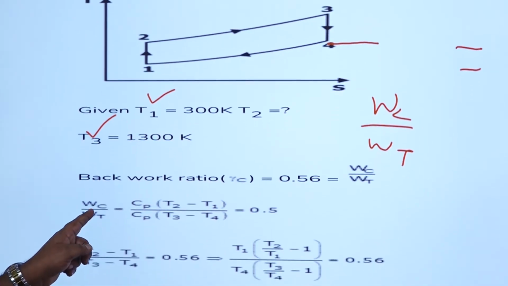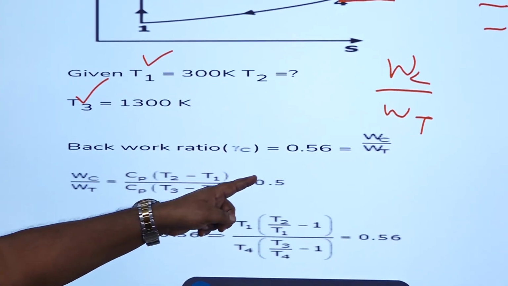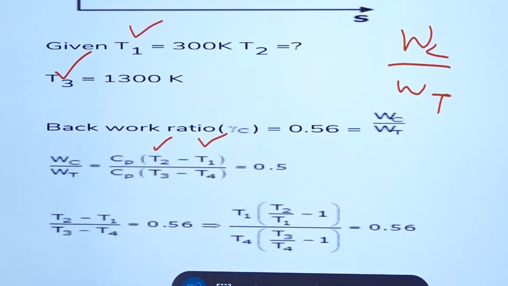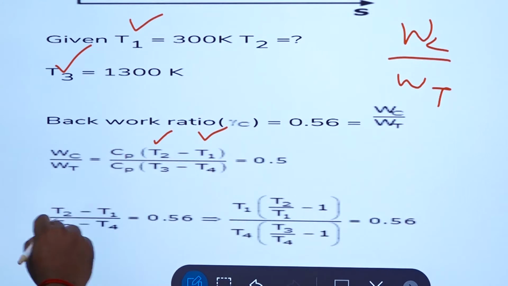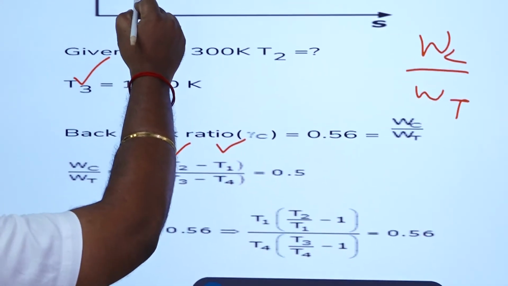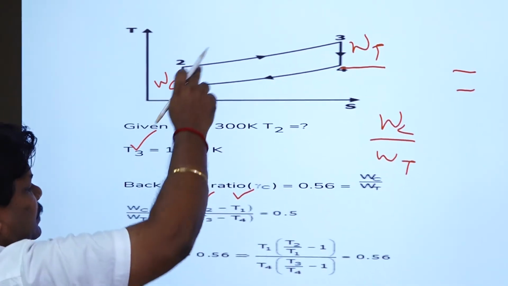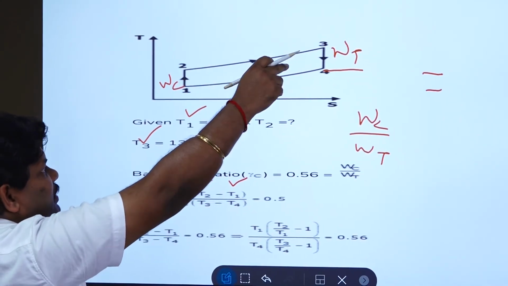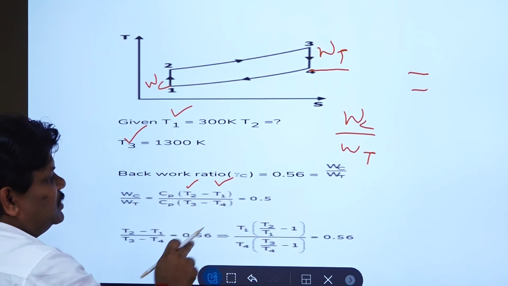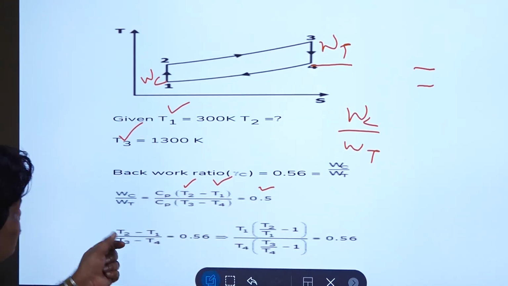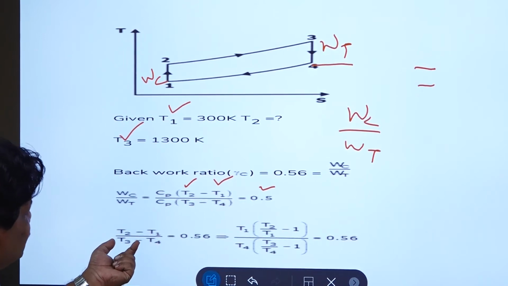So that is WC by WT is 0.5. So when you substitute these temperature relations, that is the difference in temperatures, that is T2 minus T1. So this is the compressor and this one is the turbine. So (T2 minus T1) divided by (T3 minus T4) is equal to 0.5. So from this you can simplify this equation further.